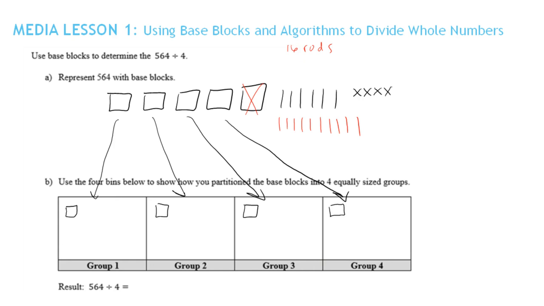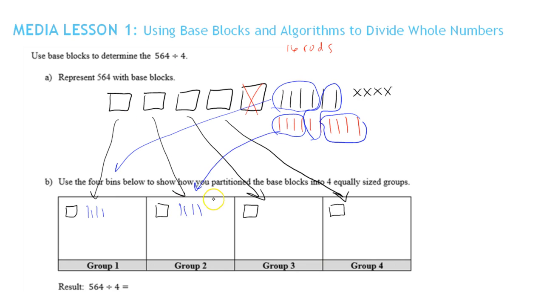So, do this in a different color. So, there's 4, there's 4, there's 4, and here's another 4. So, I'm going to put 4 rods into each group. 4 here, we'll put this 4 here, this 4 here, and finally this 4 here.